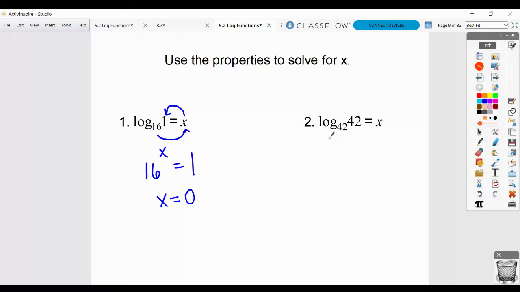Okay, number 2, log base 42 of 42 equals x. If you would do the counterclockwise rotation, you would have 42 to the x equals 42. This is property 2 that we just talked about. Anything to the 1 power will get you 42.